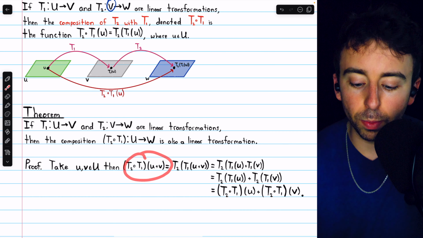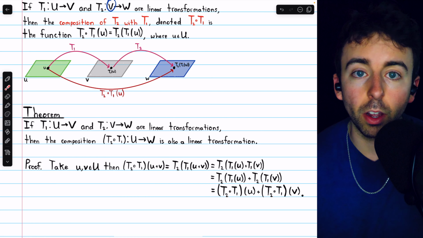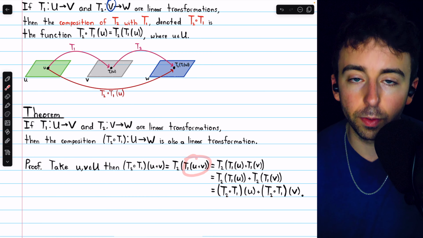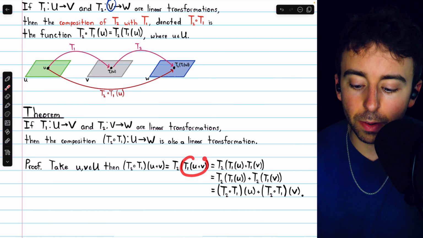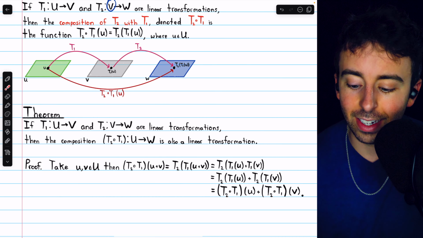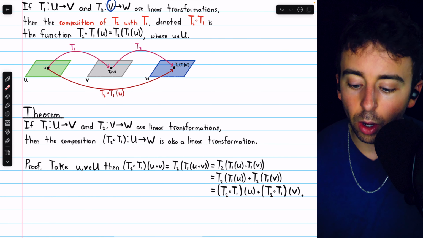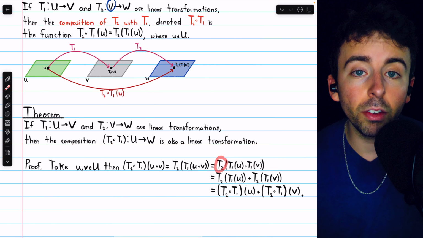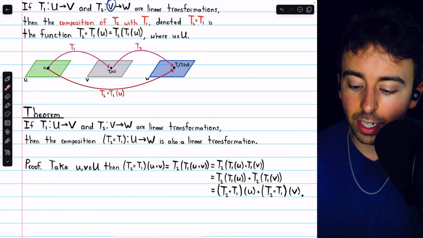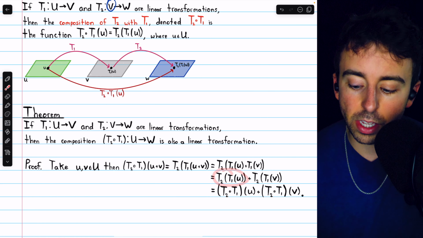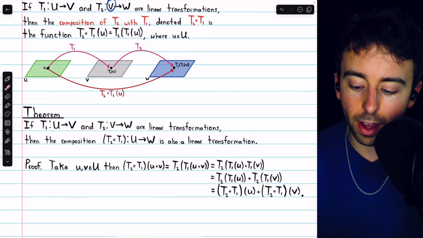Now, beginning here, plugging u plus v into the composition, by definition of the composition of functions, this is equal to T2 of T1 of u plus v. Now u plus v is being plugged into T1. T1 we know is a linear transformation, so we can split that up across the addition. Hence, T1 of u plus v we can rewrite as T1 of u plus T1 of v. Remember, this is all now inside of T2. But T2 is also a linear transformation. So right now we have T2 of a sum. We can split that up into T2 of T1 of u plus T2 of T1 of v.